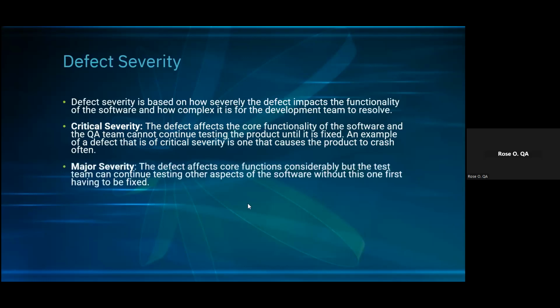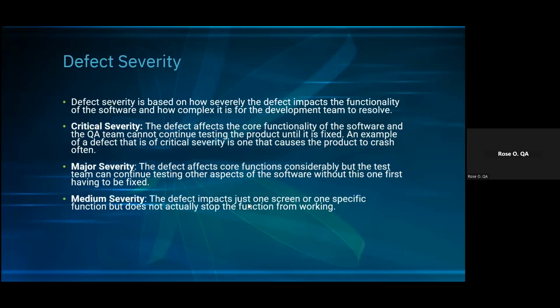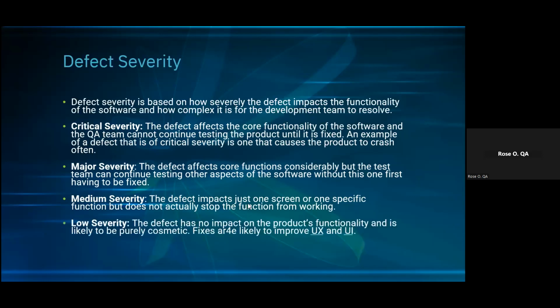So, major severity. The defect affects core functionality considerably, but the team cannot continue testing other aspects of the software without this one first being fixed. The next one is medium severity. The defect impacts just one screen or one specific functionality, but does not actually stop the function from working. That's a medium one. Then the low: the defect has no impact on the product's functionality and is likely to be purely cosmetic.